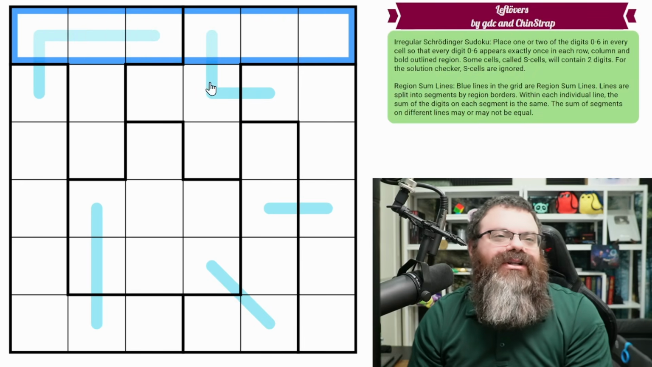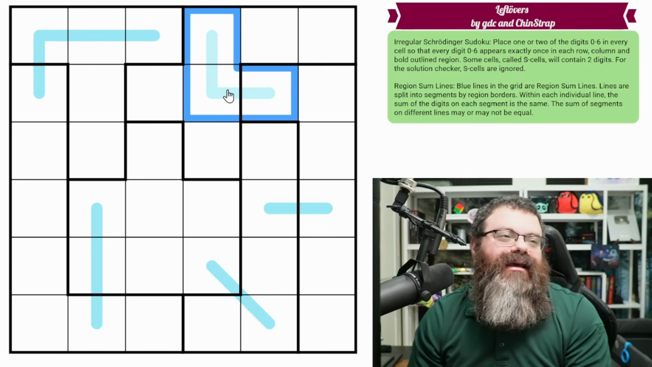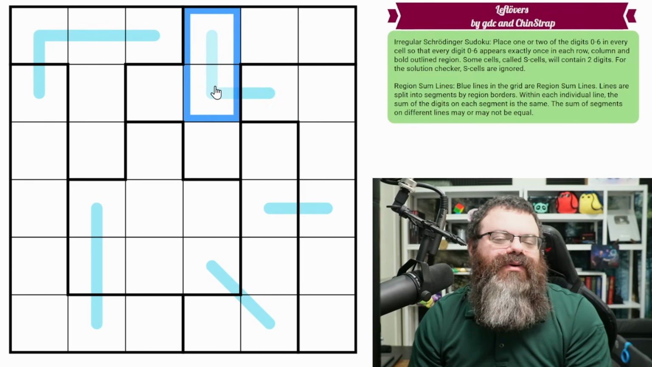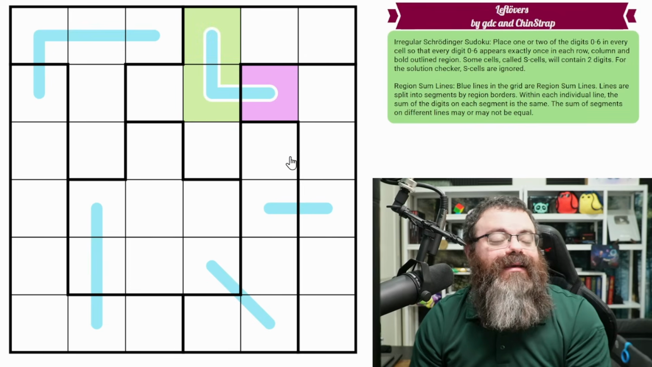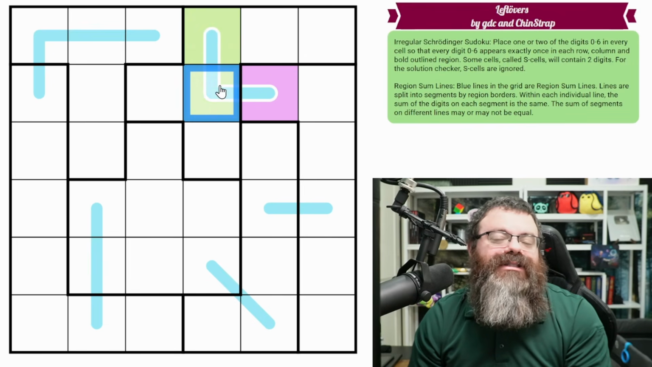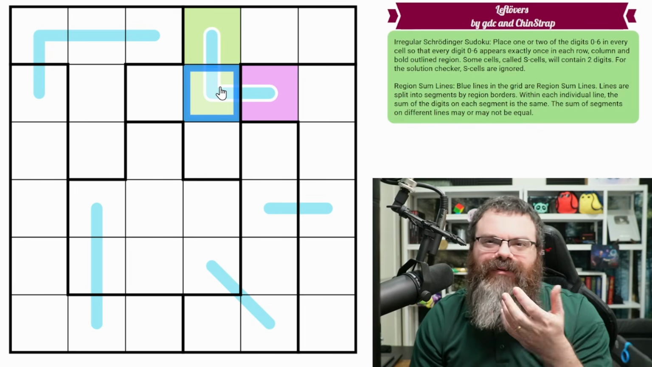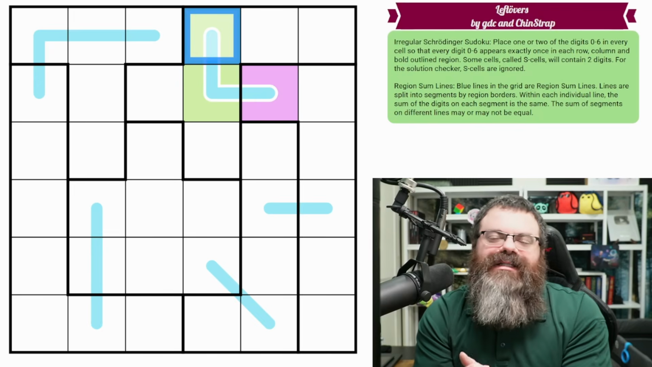All right. In addition to that, we do have these blue lines in the grid. These are region sum lines. So what you do is you split up the line into segments based on region borders. So when we cross a region border, we start a new segment. So this is a segment and this is a segment. And the digits on each segment have the same sum if they're on the same line. So within the same line, every segment has the same sum.